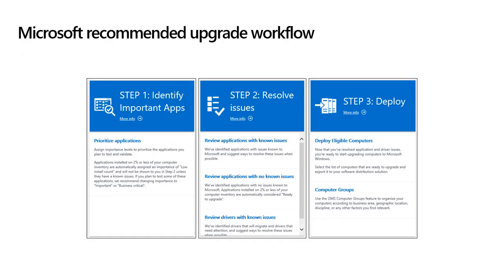Microsoft's recommended upgrade flow is broken down into three primary steps. In the first step, you need to identify and prioritize the testing of the apps that are important to you. The second step involves reviewing apps with no known issues, with known issues, as well as reviewing potential driver and hardware issues that need to be addressed.